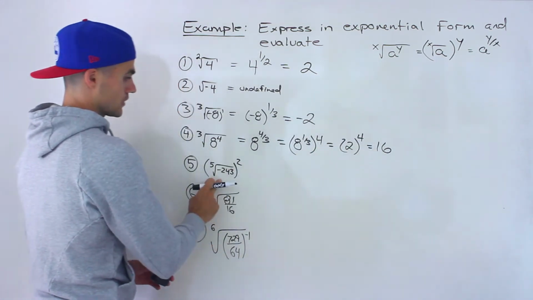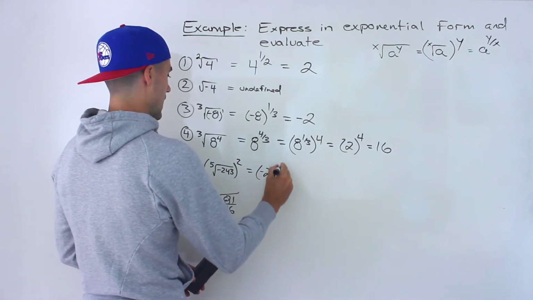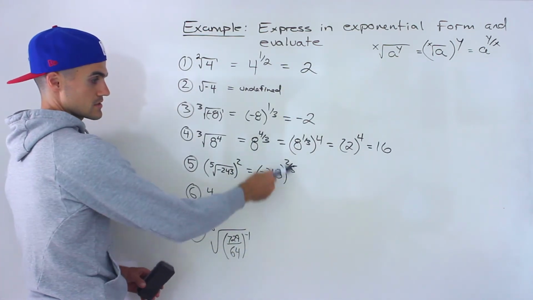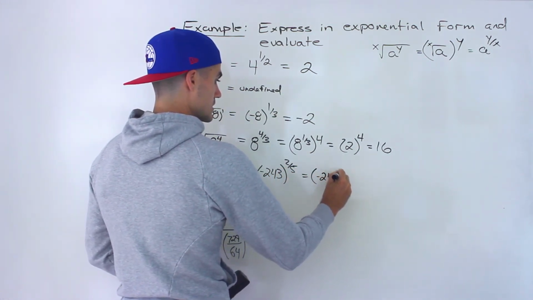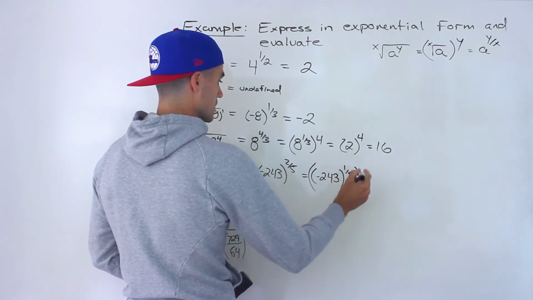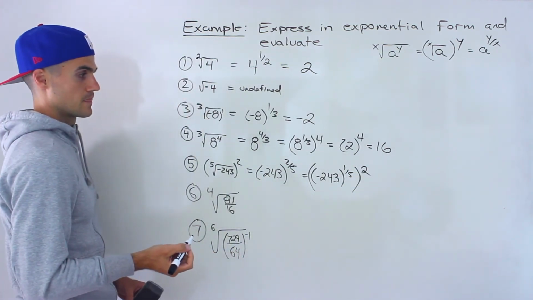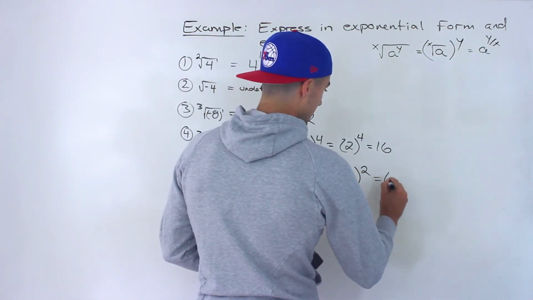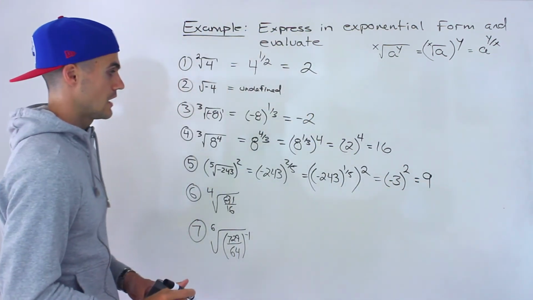And then this over here would end up being what? Negative 243 to the power of 2 over 5, following that. So this is the exponential form, and then again I would take this to the power of 1 over 5, and then this would go to the power of 2. So the fifth root of negative 243 would give us negative 3, to the power of 2. That would give us 9.